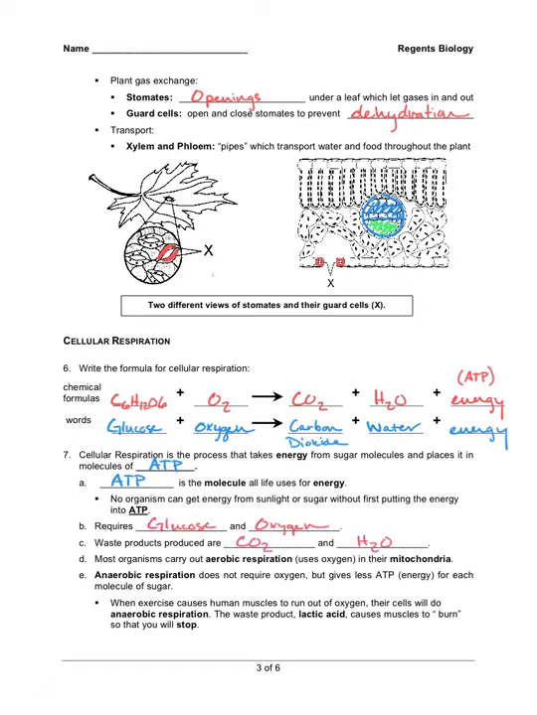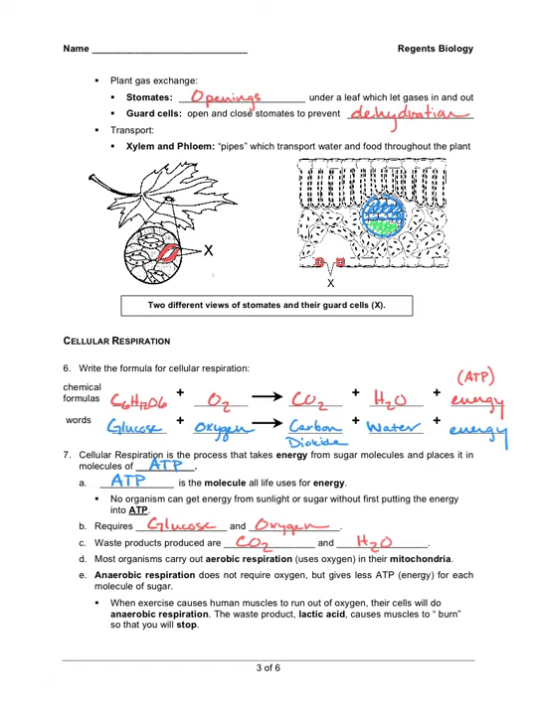Letter B says cellular respiration requires glucose and oxygen, and the waste products are carbon dioxide and water. And then just to review some things, most organisms carry out aerobic respiration. Remember, that uses oxygen in their mitochondria. Anaerobic respiration does not require oxygen, but remember, it's less efficient. So it gives less ATP for each molecule of sugar. Usually anaerobic respiration only gives about 2 ATP versus aerobic, which gives us 28 to 30.